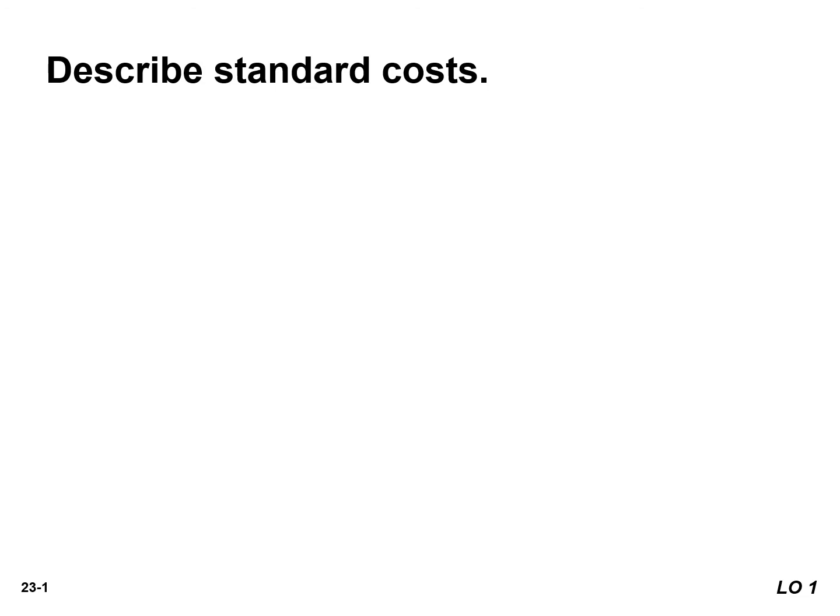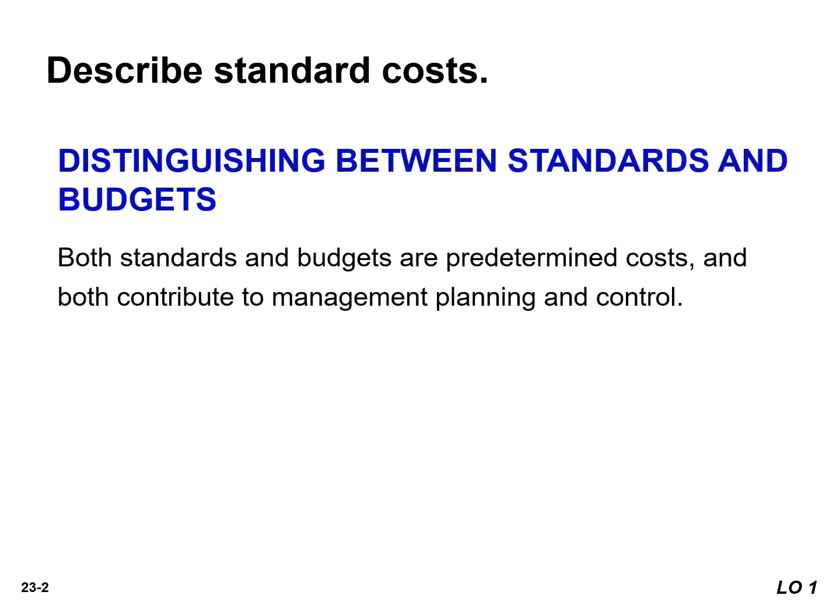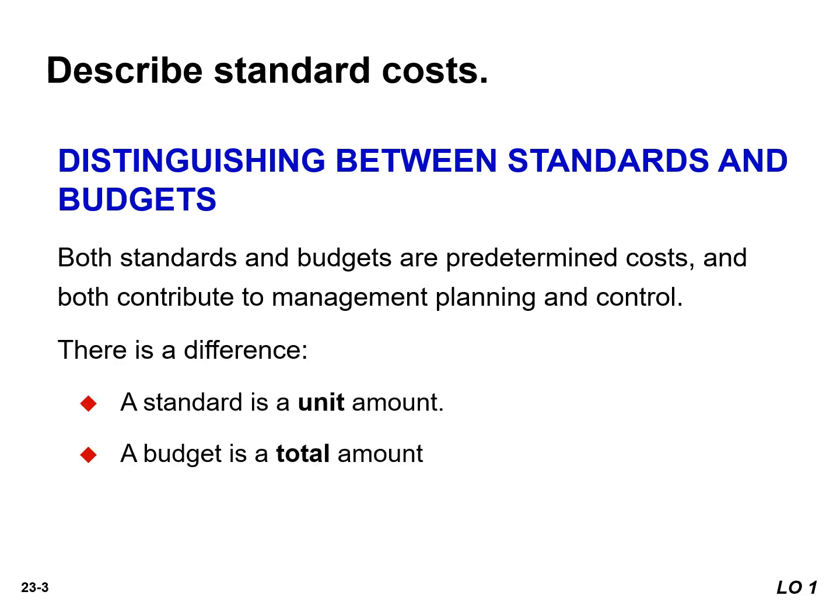In this chapter, we will continue the study of controlling cost. You will learn how to evaluate performance using standard cost and a balanced scorecard. Both standards and budgets are predetermined cost, and both contribute to management planning and control. There is a difference, however, in the way the terms are expressed. A standard is a unit amount, whereas a budget is a total amount.